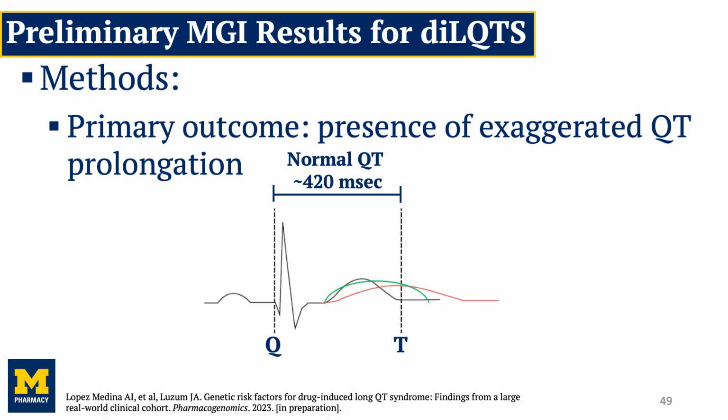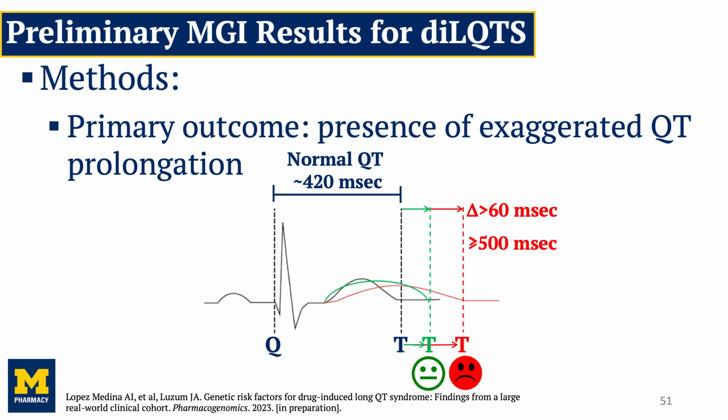It has to be corrected for heart rate. So let's just say approximately the normal is 420 milliseconds. It's also based on sex. So most of us, like probably all of us, when we took one of those medications on that list, probably all had a small increase in our QT interval. And usually that's not harmful.